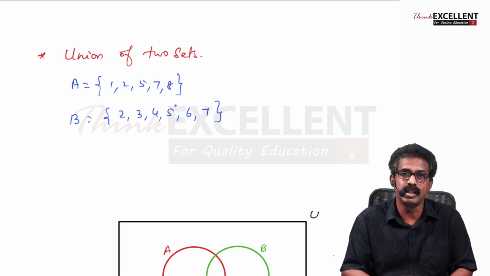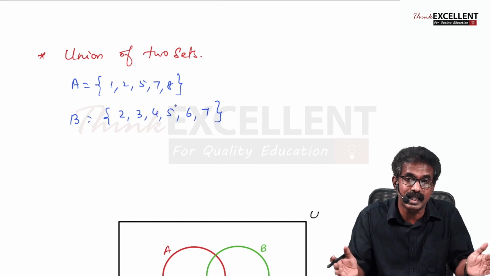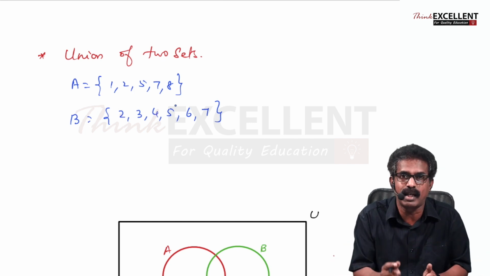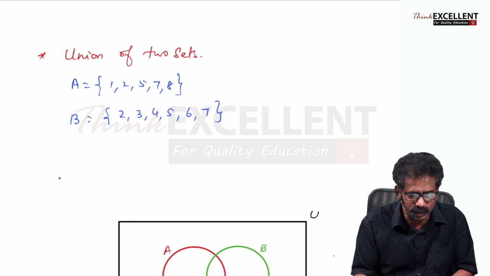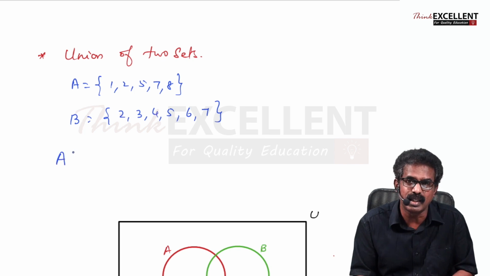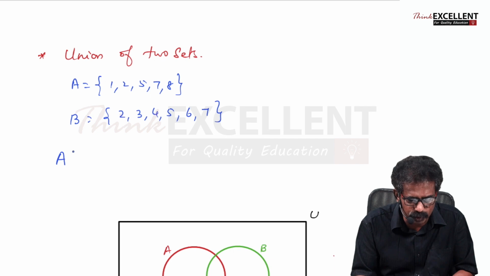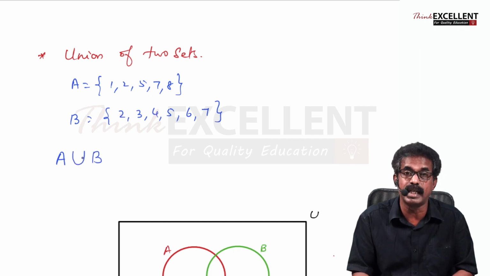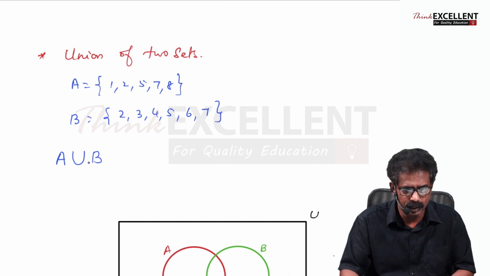I want to find the union. Union means just like addition, but you don't add the numbers. I'll tell you what to do. For A union B, the symbol is U, the first letter of union. So you read it as A union B.